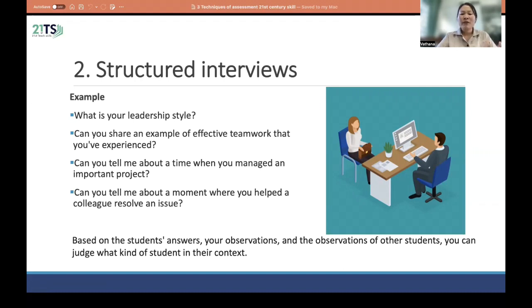So, based on a student's answer, you can observe and compare with other students, so you can check what kind of student they are in their context. You can prepare the questions based on the project, or the area that you focus on with your student. So based on the questions that you ask, you can observe what kind of student that is, based on the answers your student gives.